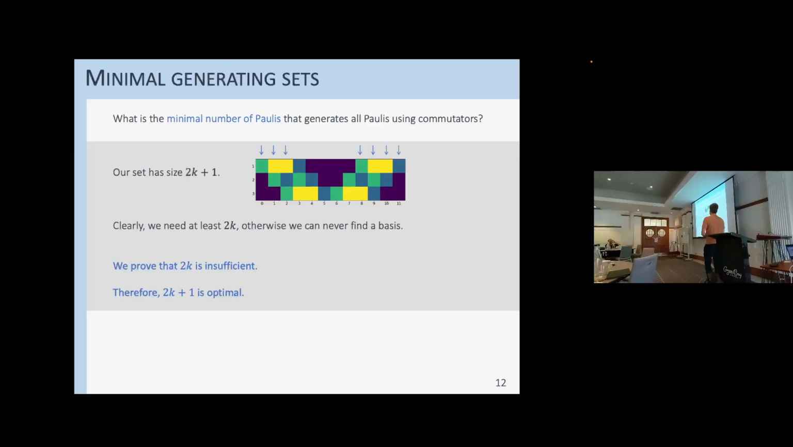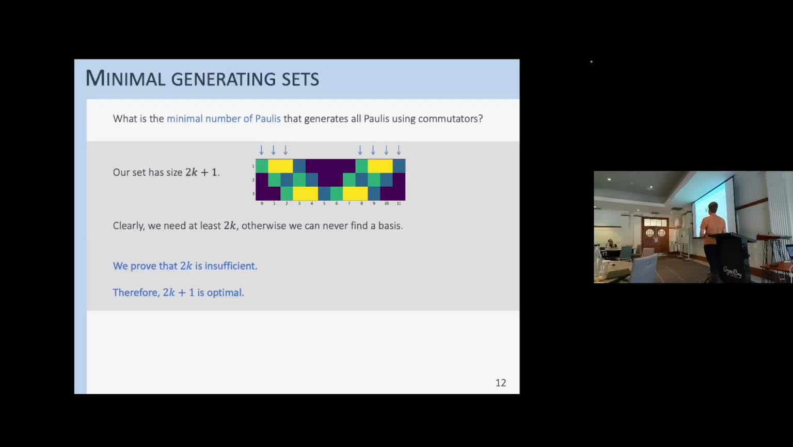Okay, so the next question I said I wanted to address is, what is the minimal number of polys that generates all polys using commutators? So on 1 qubit, it's 2. If you have X and Z, then you can get Y, and that's all of them. On 2 qubits, I guess it's 5, because that's what I proved.